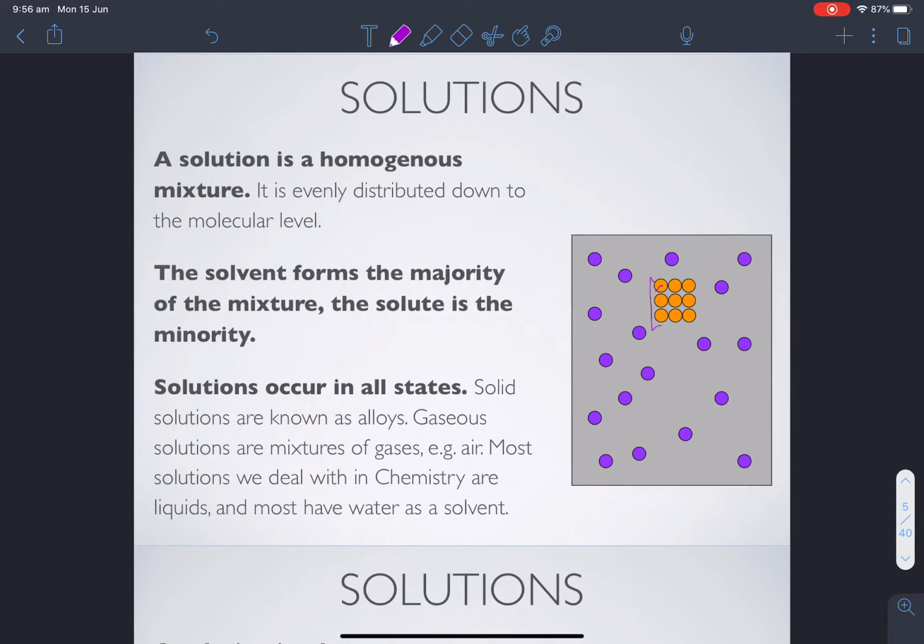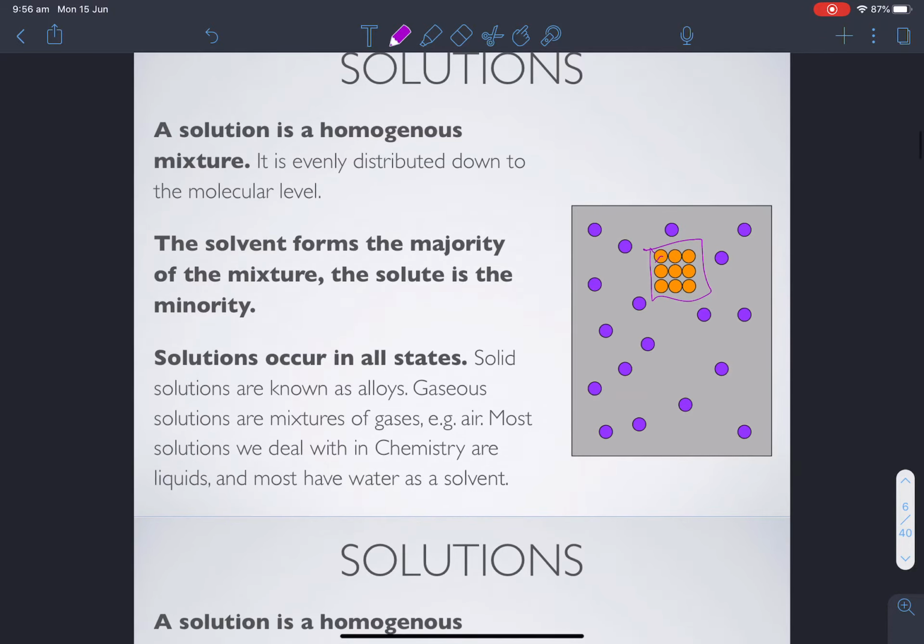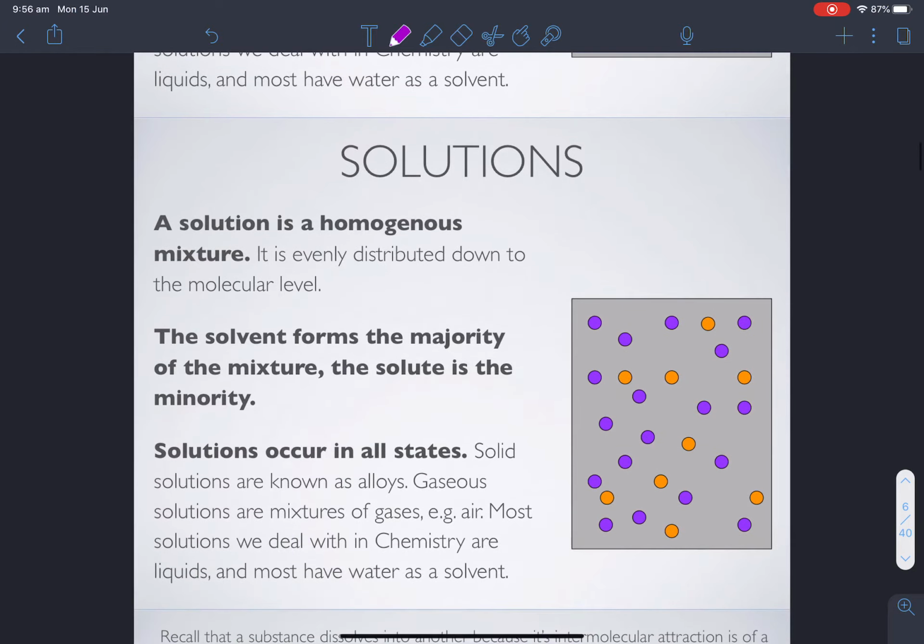It goes into the, well, it might not be a liquid. Let's just assume it's a liquid. It goes into there, and it freely disperses. So the orange is now completely dissolved in there. It's homogeneous down at that level. It's completely random, evenly distributed.